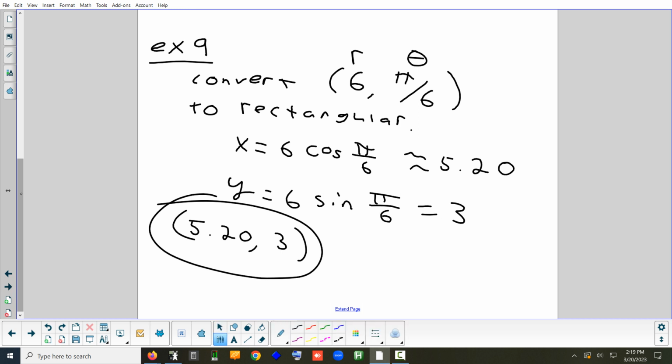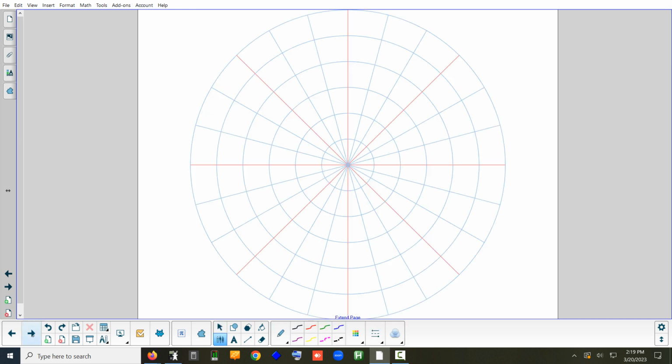I'm going to graph the point 6, pi over 6. What did we say pi over 6 was again? 30. So I'm going to go 1, 2, 3, 4, 5, 6, 30, and put a dot here. Does everybody agree? I'm making it bigger so we can see it better. Does everybody agree that that's correctly graphed?